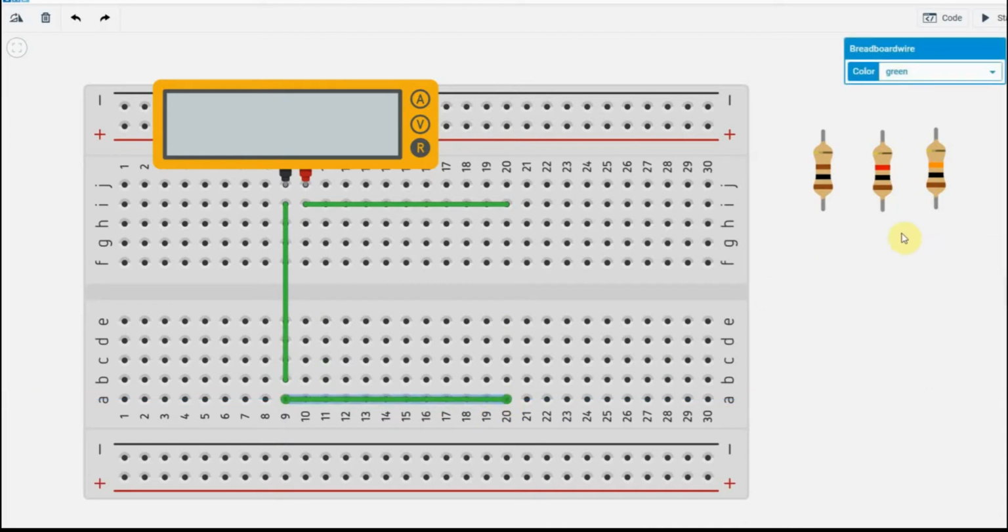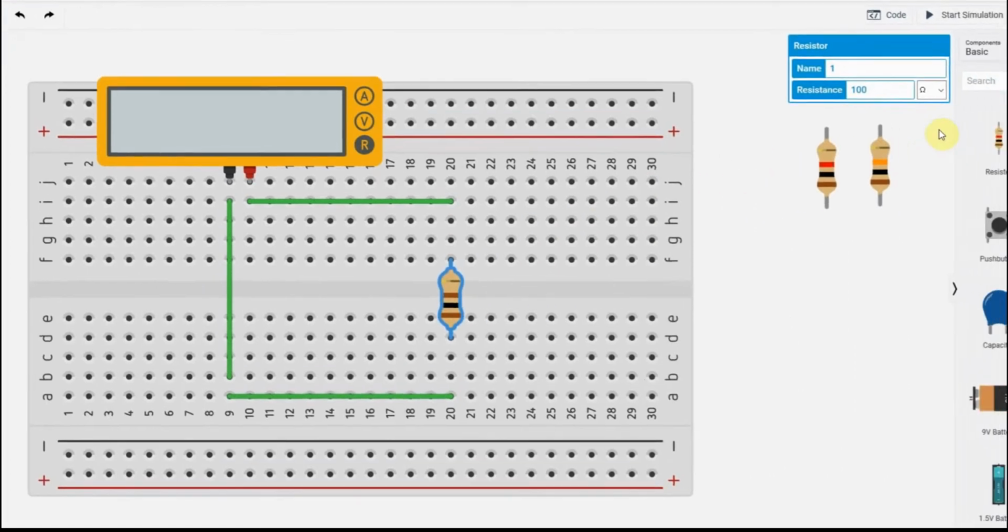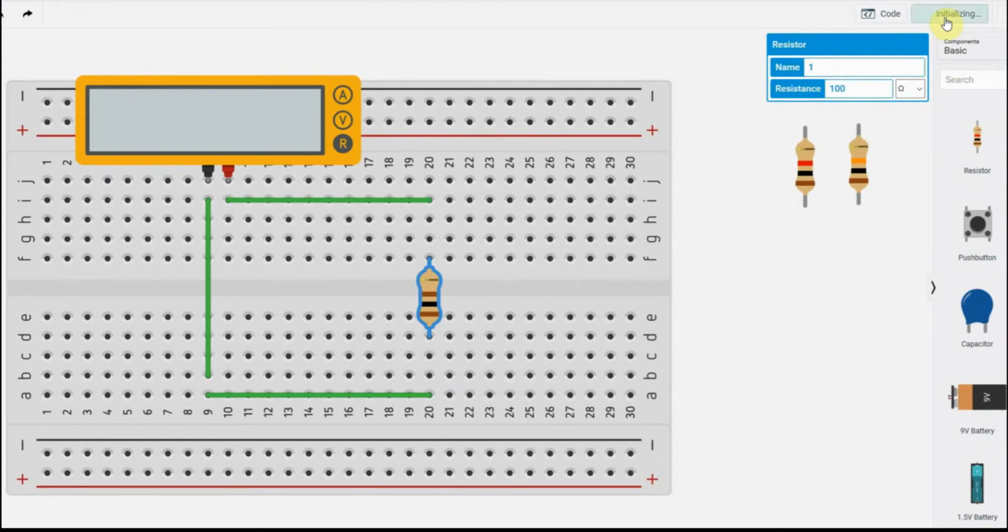I've selected 3 different values of resistor: 100, 1000, and 10,000. Don't worry too much about what that means or what these lines mean. We'll go over that in another class. If I drag this resistor over to here and hit the simulate button, you'll see that it says 100. And this symbol means ohm, 100 ohms.